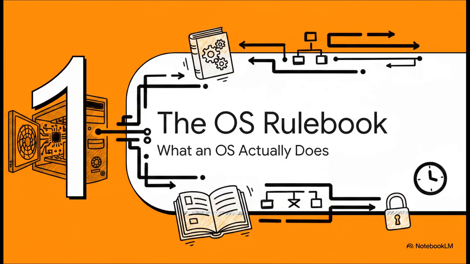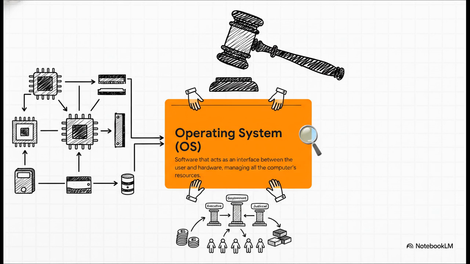To really get what's going on with our devices, we have to pop the hood. We're about to explore the fundamental rulebook that literally every computer follows, and guess who writes that rulebook? Yep, the operating system. At its most basic level, an operating system is kind of the master negotiator.